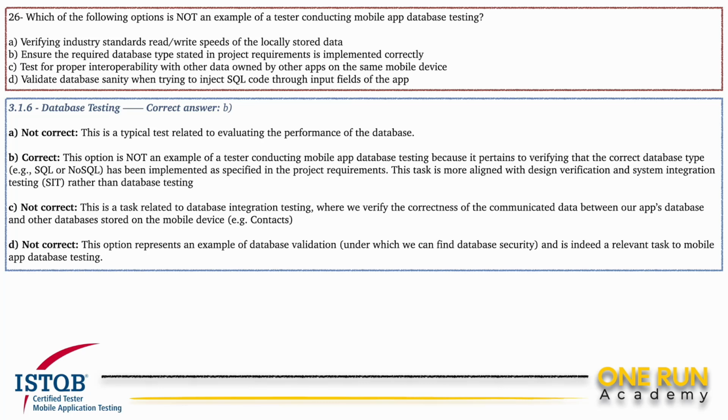Moving to the last option, which we already expect, is not correct. And indeed, this option is not correct because it also represents a valid database testing task. Validating database sanity by testing for SQL injection is a critical part of database security testing. It ensures that the app's database is secure and resilient against common security threats, which is a crucial aspect of maintaining data security and integrity. So again, option B is the one that is not an example of mobile app database testing and is confirmed as the correct answer to this question.